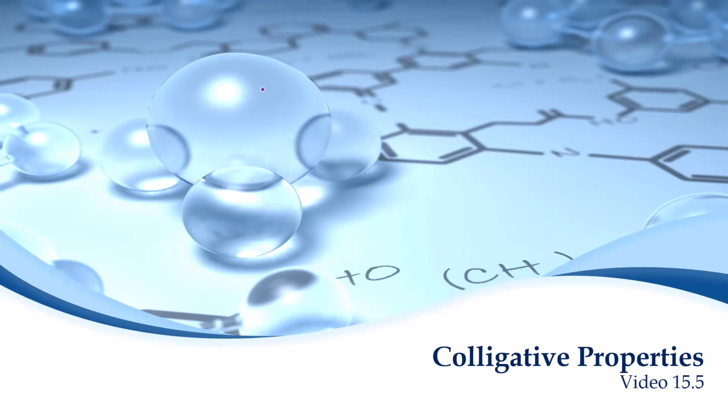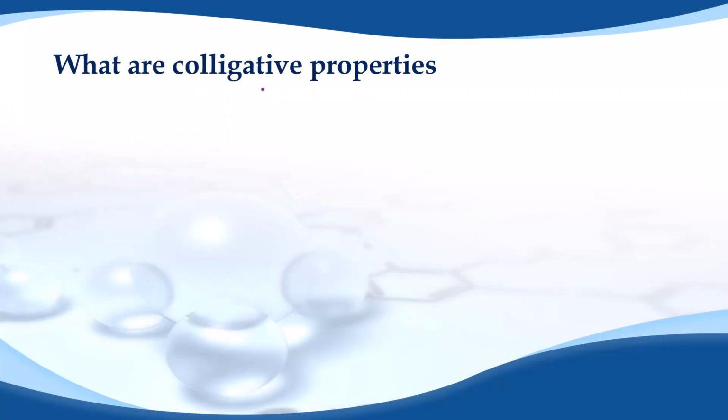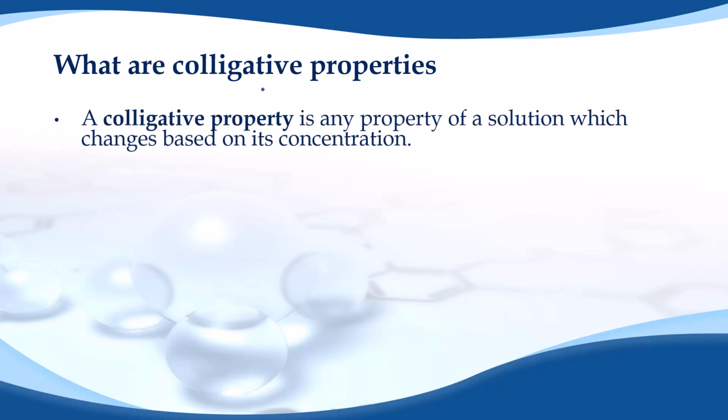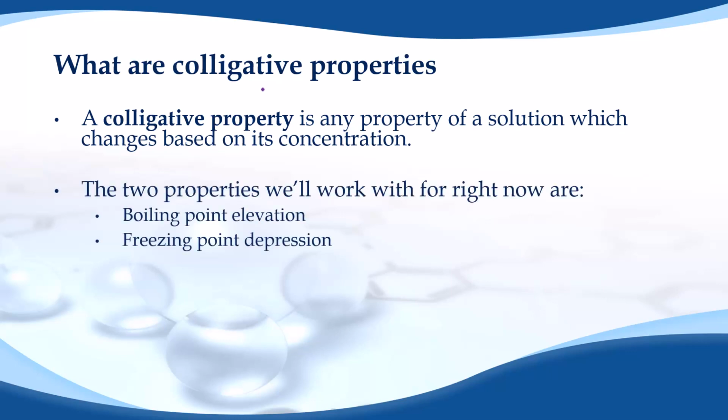Right, so again, colligative properties: any property that varies based on the concentration of the solute in our solution is a colligative property. There are a bunch of them. You have osmotic pressure, right? So the ability for things to travel back and forth in a semi-permeable membrane. The ones we're going to work with are boiling point and freezing point.